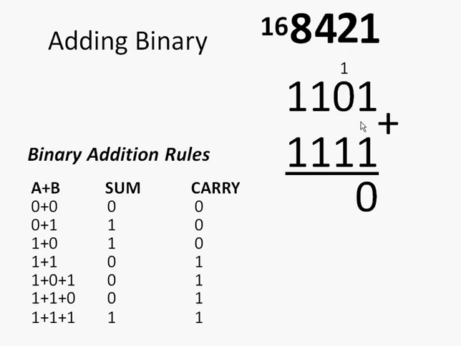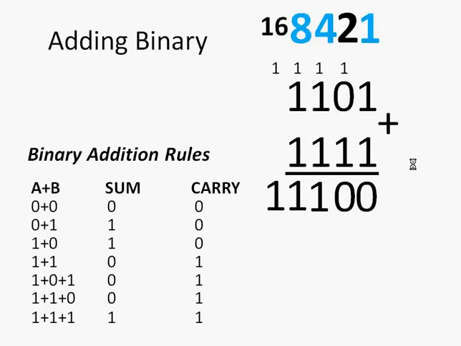So 1, 0 and 1 we know is 0 and carry 1. Here comes the 1, 1 and 1, which we know is 1 and carry 1. There's another one, 1 and carry 1. Now this time we're just left with 1 by itself, so that means we need a 1 there as well.